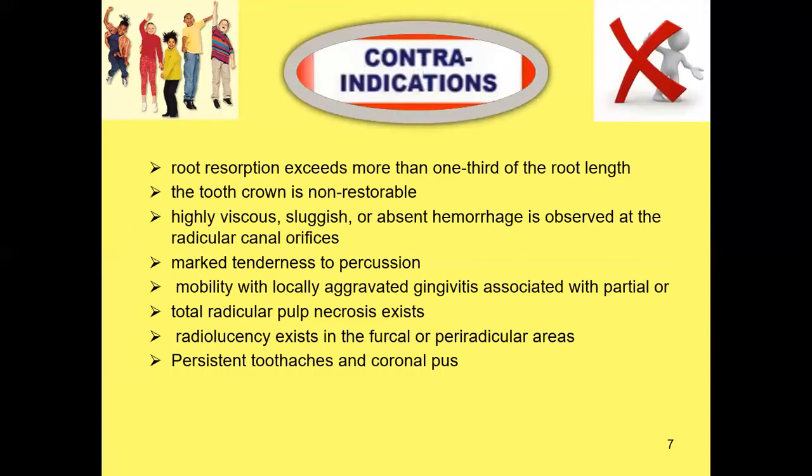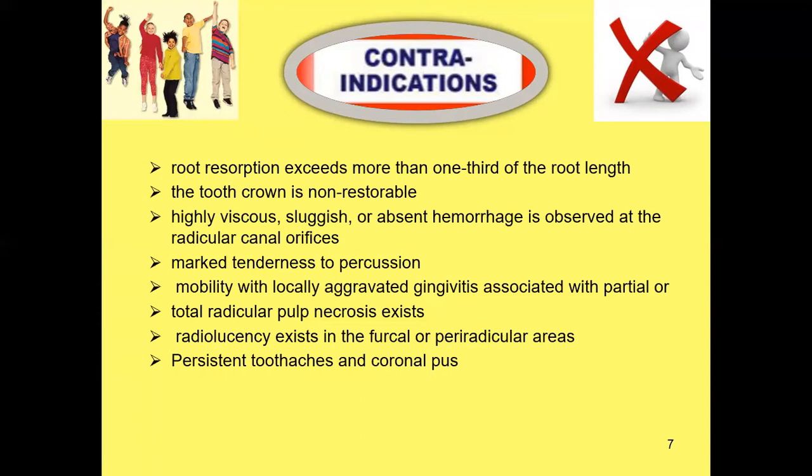Now coming to the contraindications. In which stages you are not supposed to do a pulpotomy. Okay. First thing is the root resorption exceeding more than one third of the root length, which means more than one third of the root length is resorbed. Okay, you don't have a choice, so you cannot do a pulpotomy. The tooth crown is non-restorable, or the tooth is non-restorable. You cannot restore the tooth. It's badly damaged. You cannot go and do a pulpotomy.